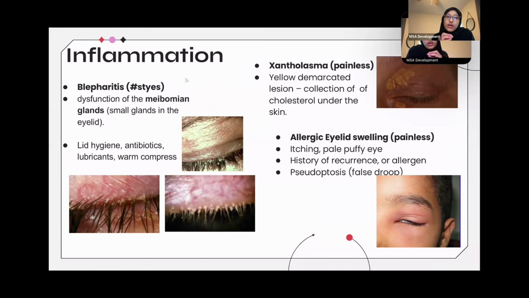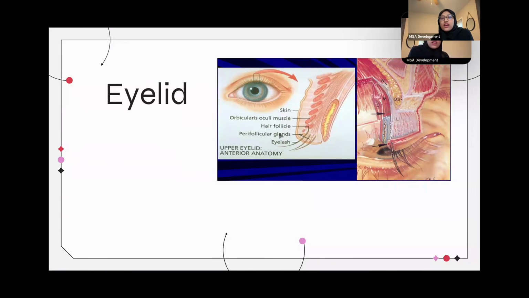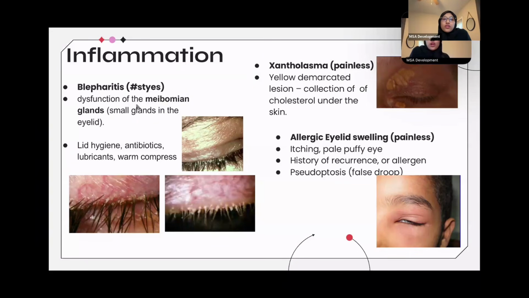The first thing I'll talk about is inflammation. Inflammation of the eyelid is called blepharitis. Bleph is eyelid, itis is inflammation. It has an association with another infection of the bacteria, which is called styes. I'll come to that in a bit as well. Blepharitis is dysfunction of the small glands in the eyelid that we saw here, and one of them is the Meibomian gland.